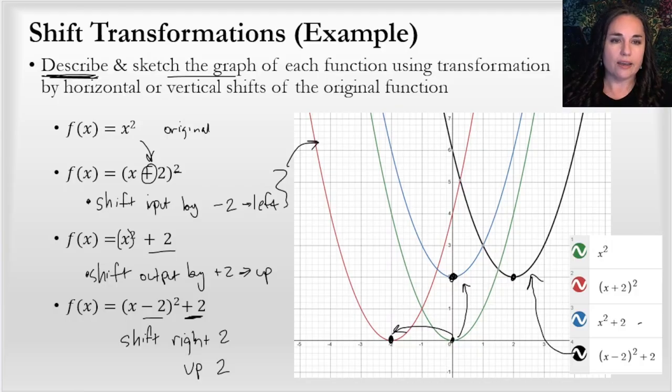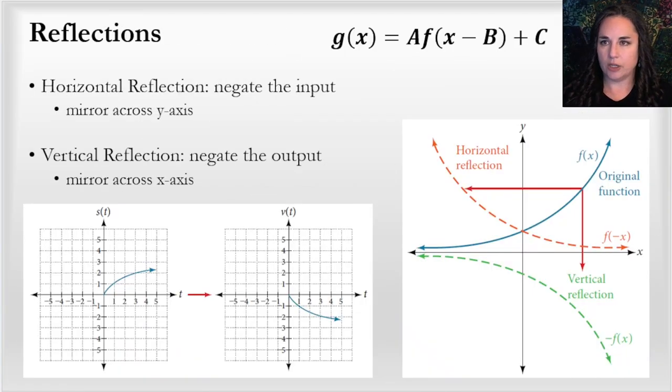Another way that I can change from the original function is a reflection, and I had mentioned that on that introductory slide. When we do reflections, we're going to take our original function and we're going to flip it over the x-axis or the y-axis. So a negative in the input as opposed to the negative in the output.